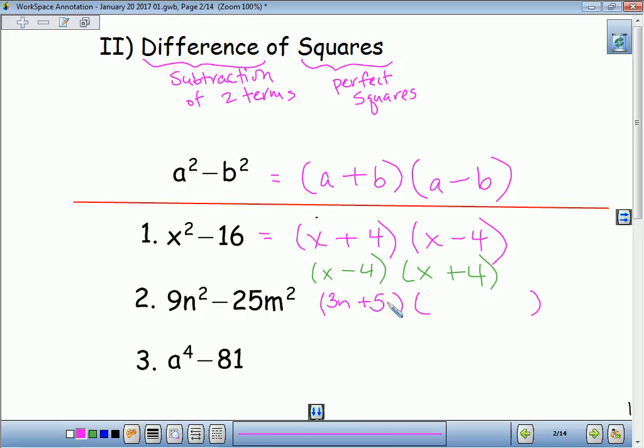3n plus 5m. And 3n minus 5m. Excellent. Now this one. This is a perfect square. It is a squared that is being squared. This is also a perfect square. It is 9 that is being squared. So this factors to a squared plus 9 times a squared minus 9.